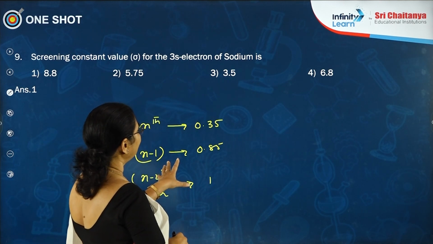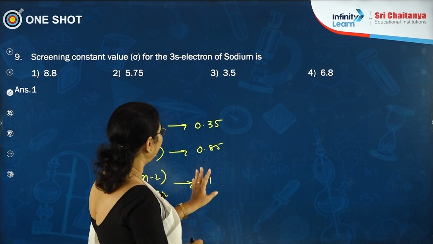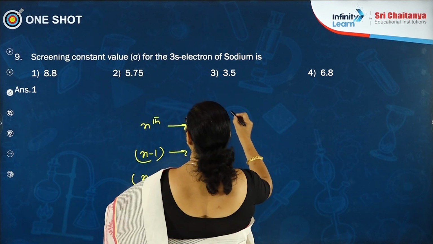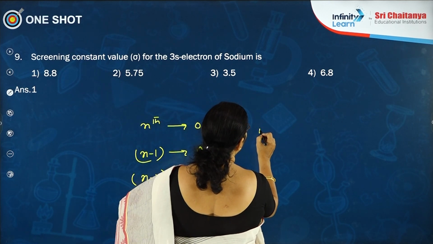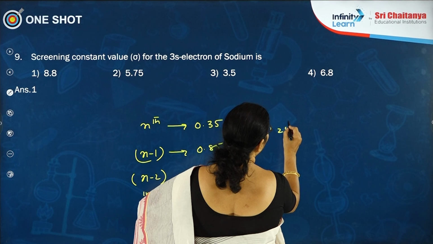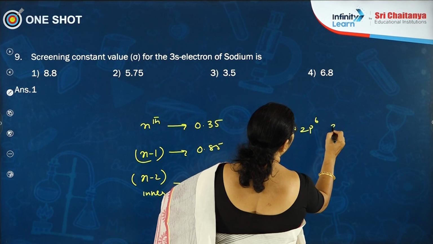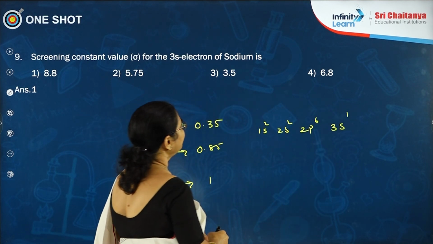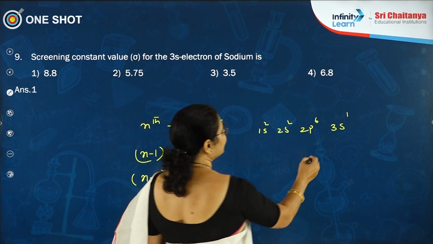This is for normal species. For D block we use different. Now, for example, sodium metal is given. Sodium is 1s2, 2s2, 2p6, 3s1. This is the electronic configuration for sodium. This is the last shell electron.